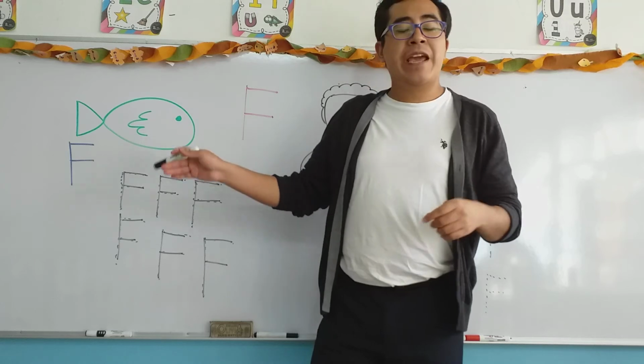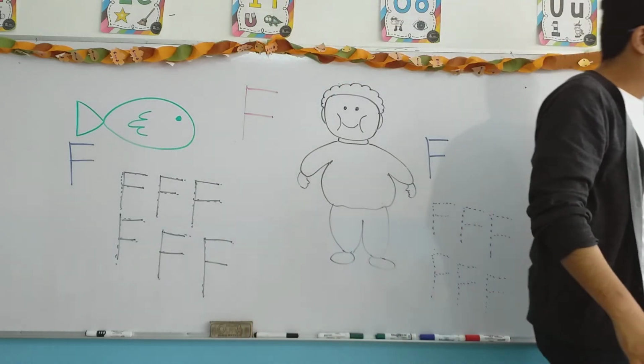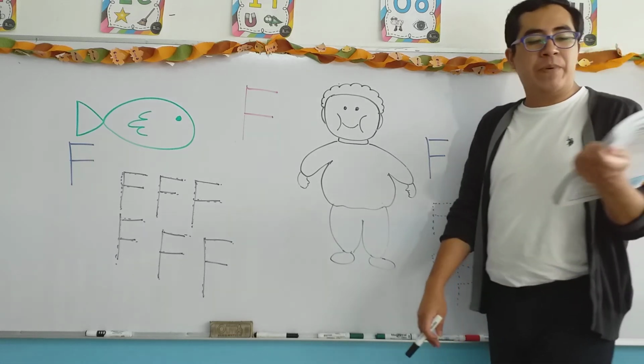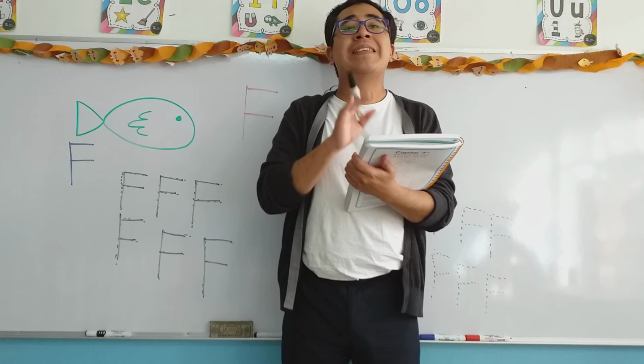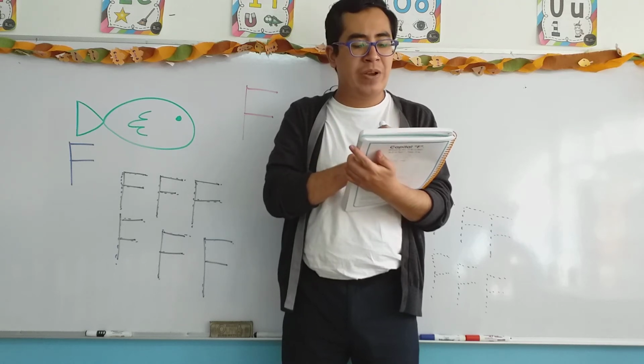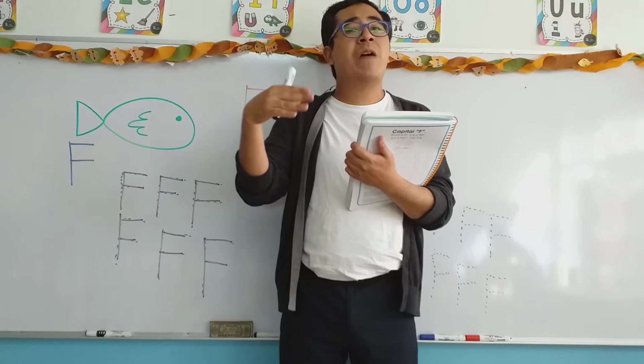Okay? Then we continue with the second activity. Pasamos a la segunda actividad. Once again, it's divided in 3 parts. Está dividido en 3 partes. The first part is the sentence. Tenemos la oración que dice, Ken is the name of a boy.